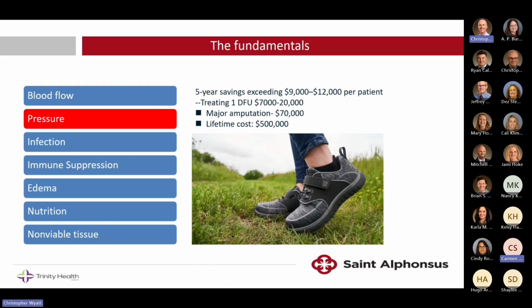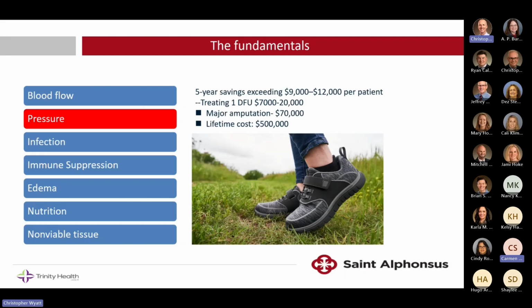Well, diabetic shoes, right? So here's an image of some, and here are some numbers up top. They're about 10 years old, but they're probably accurate from a cost standpoint. Five-year savings from diabetic shoes, say $10,000. Treating one diabetic foot ulcer, an estimated $7,000 to $20,000. Major amputations, $70,000. Lifetime cost of that is $500,000. And these are always probably significantly more. Like I said, those numbers are 10 years old.